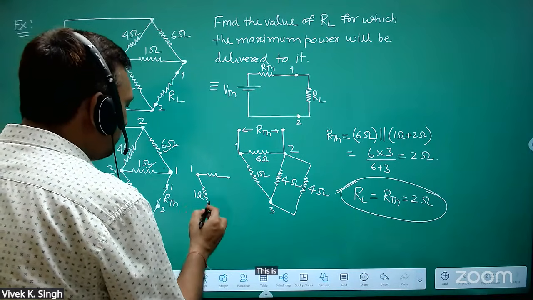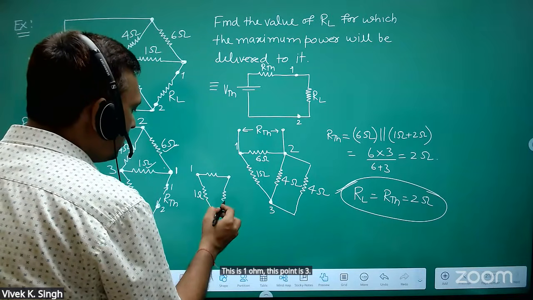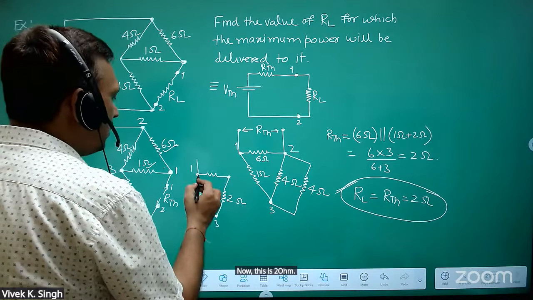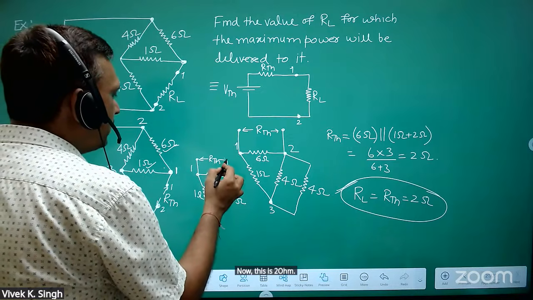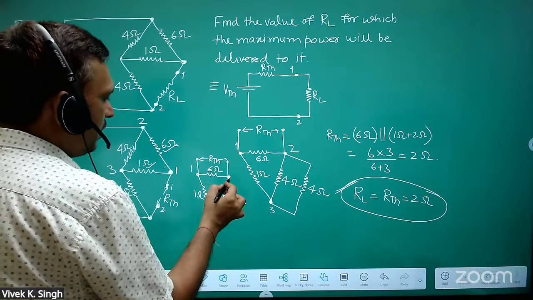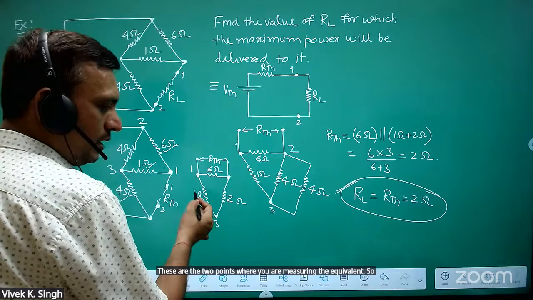this is 1 ohm, this point is 3. Now this is 2 ohm. Now tell me. These are the 2 points where you are measuring the equivalent. So are these in series or parallel?